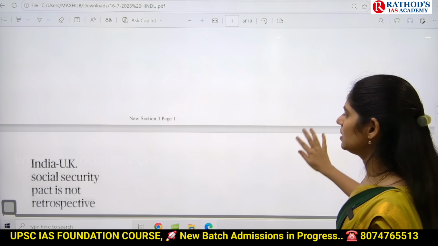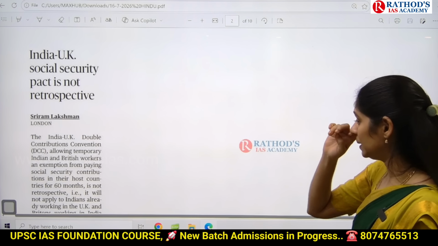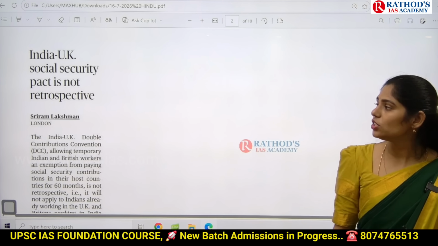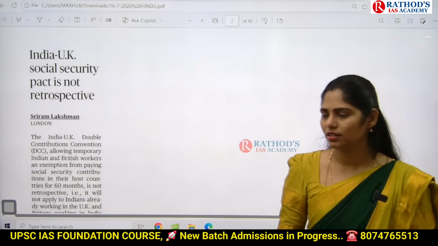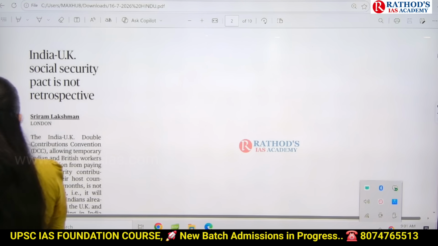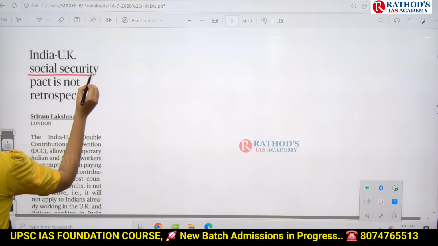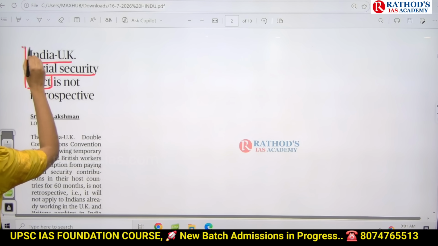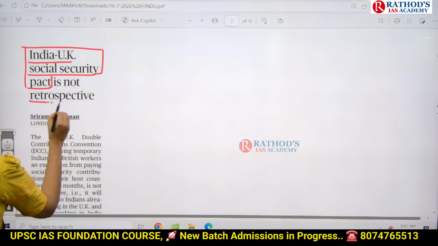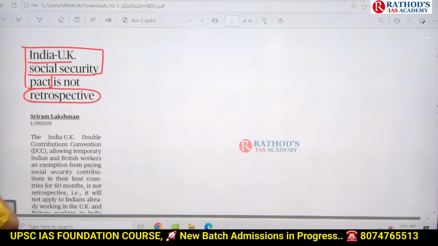Now see this article guys, read out the title: India-UK Social Security Pact is not retrospective. The keyword here is India-UK Social Security Pact. Pact is nothing but agreement. And one more keyword is retrospective. You have to understand those two.